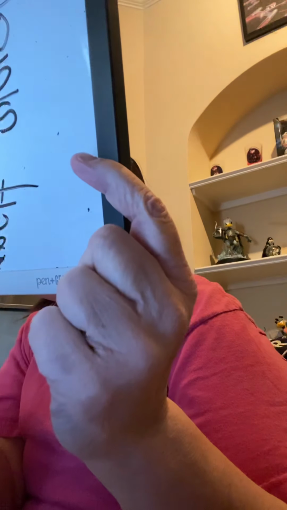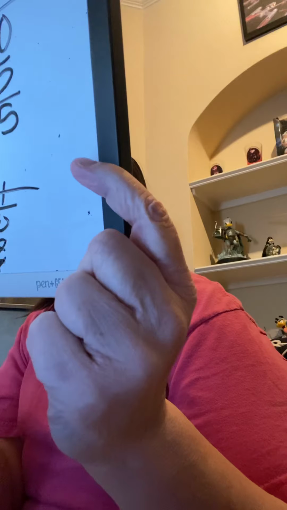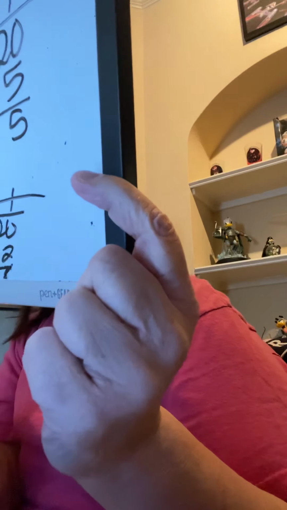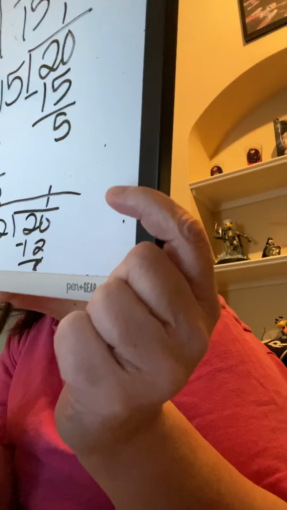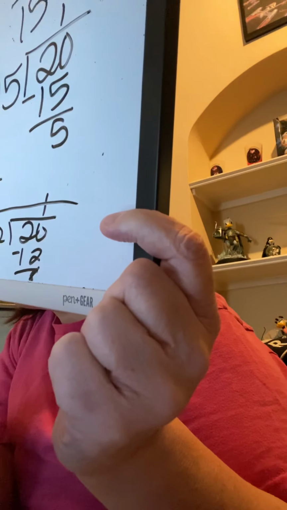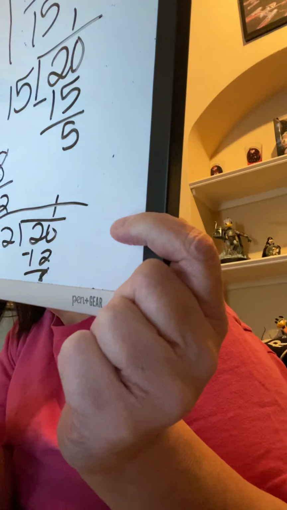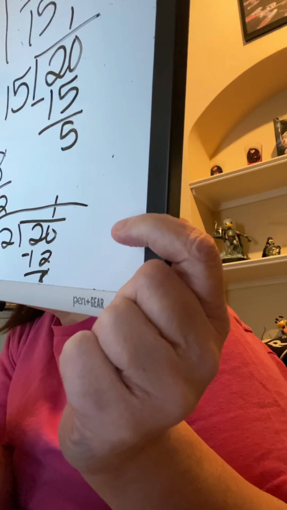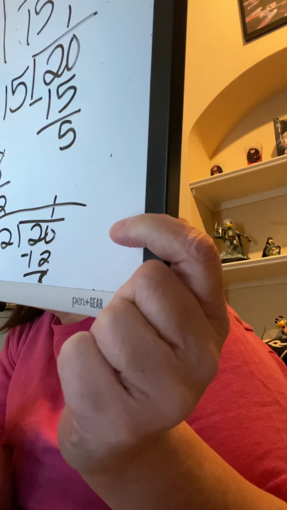What number are we on? That was number 10. Number 10 is 24 over 6. No, that's 11. Oh.